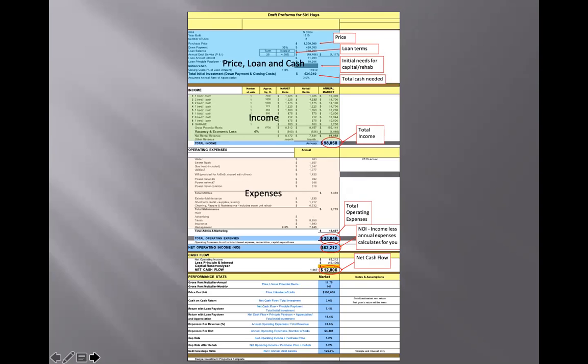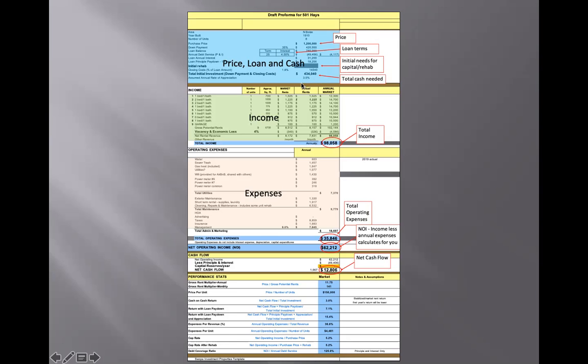So here's what the Proforma looks like as a whole. You'll see at the top we have the price, loan, and cash requirements section with the loan amount here, your purchase price, and then your initial capital budget, and then it'll give you the total cash needed to purchase.